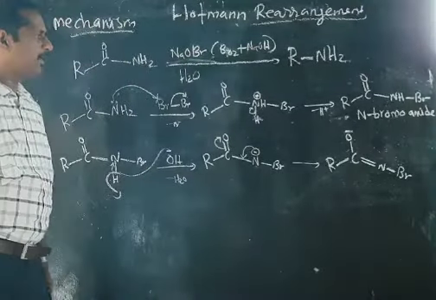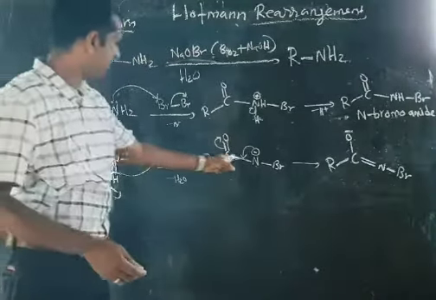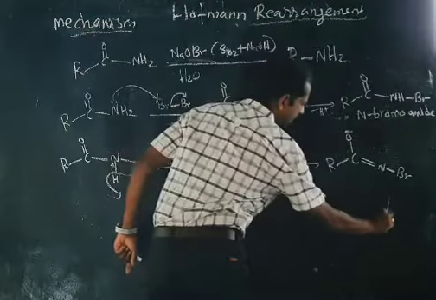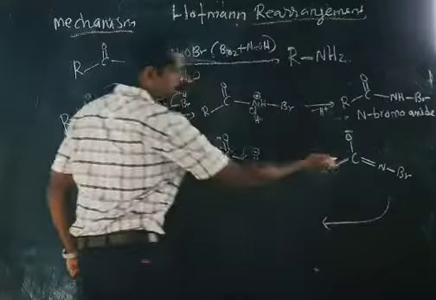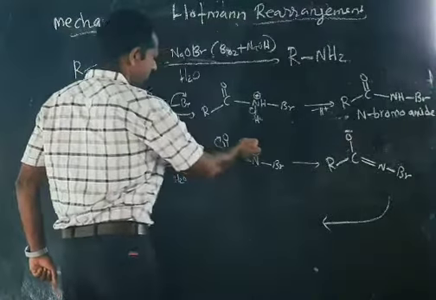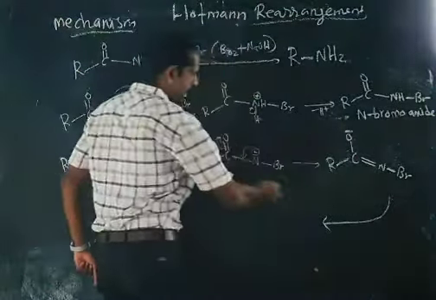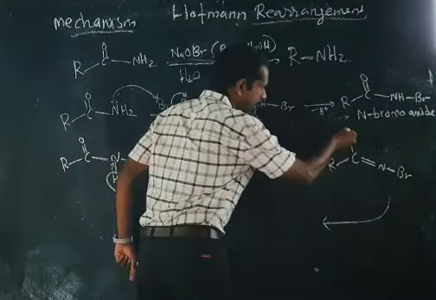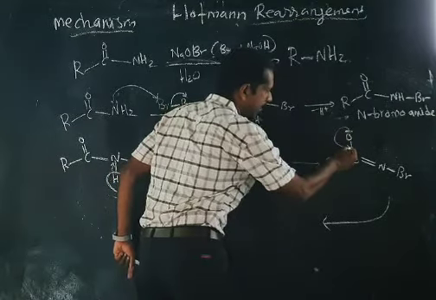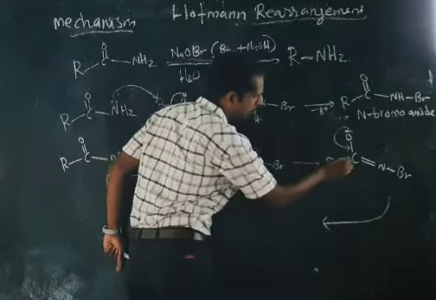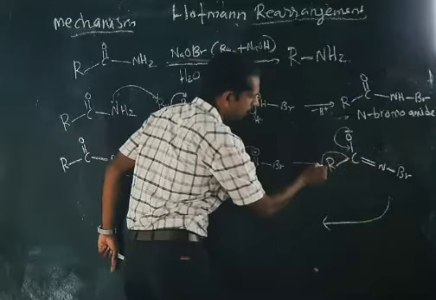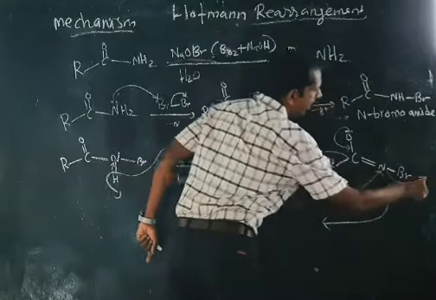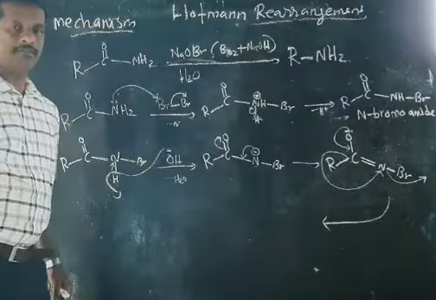And in the next stage also it is very clear. Now look here very carefully. In the next stage you can see that this is a concerted mechanism, a single step reaction. When this electron comes back, look very carefully: this alkyl group migrates from carbon to nitrogen, and at the same moment the halide ion is eliminated.